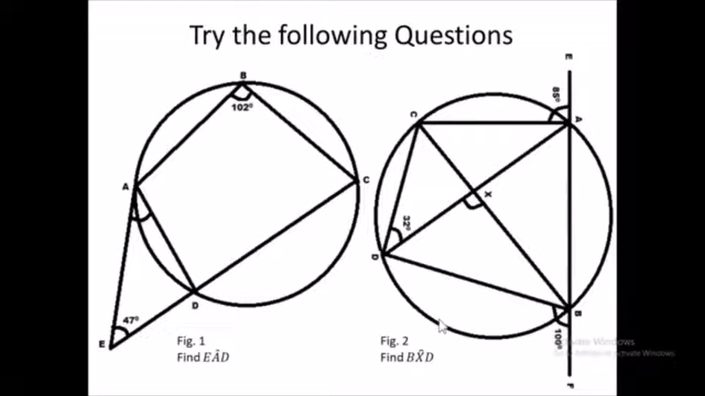And on the screen right now, you're having two questions that you have to attempt on your own. If you have gone through this training, you should be able to solve these two questions. The first one, in figure 1, you have to find angle EAD. Angle EAD. This is this angle that is here. And the second, in figure 2, you have to find angle BXD. Angle BXD. That's this angle that is marked there, given all these angles, this angle, 102 and 47 for this figure.